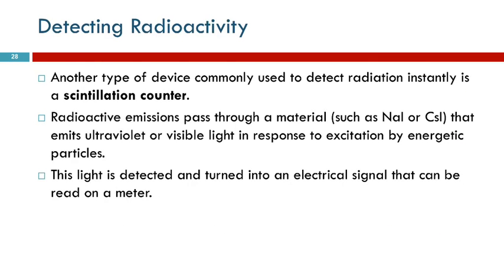Another type of detector is a scintillation counter. Here, the radioactive emissions go through a material such as sodium iodide or cesium iodide that will emit ultraviolet or visible light in response to being excited by these energetic particles. The light can be measured and turned into an electrical signal that's read on a meter.